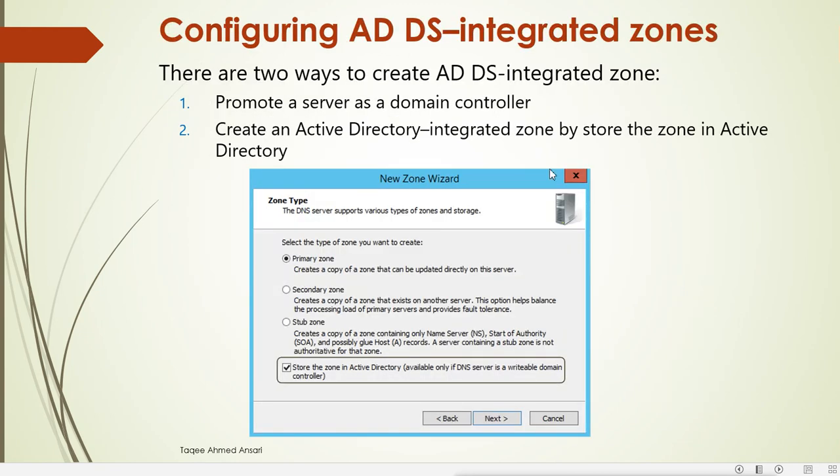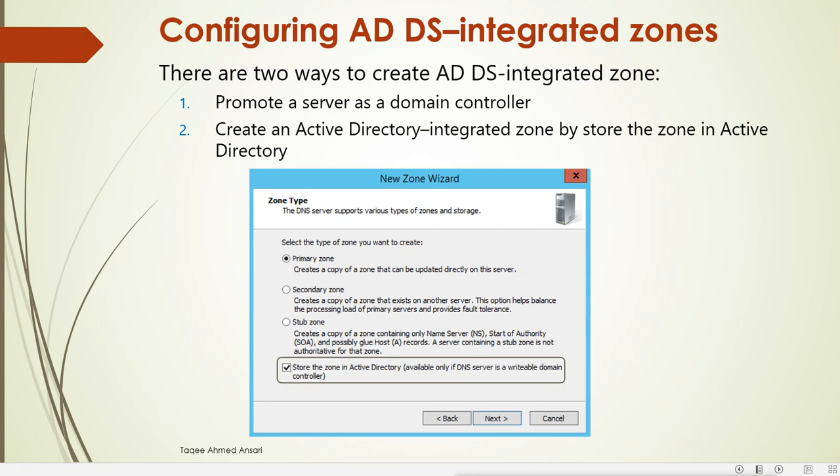Now when you want to configure an Active Directory integrated, ADDS integrated zone, we can do it in two ways. There are two ways we can create the zone with Active Directory integration. The first way is to promote the server as a domain controller. When we promote the server to a domain controller, it will create the zone integrated with the Active Directory services. So when we create a domain controller, it will create the DNS also, with the primary zone, and with the primary zone it will create the zone which is integrated with Active Directory.